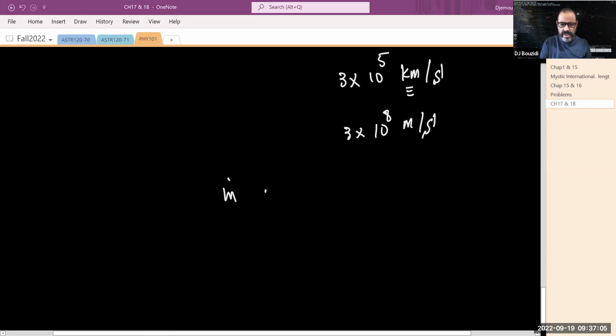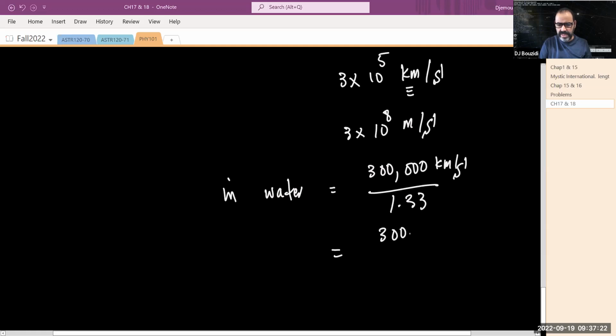In water, the speed of light is actually equal to 300,000 kilometers per second divided by 1.33. In glass, it's about 1.5, basically. So this is in water, this is in glass. Okay.